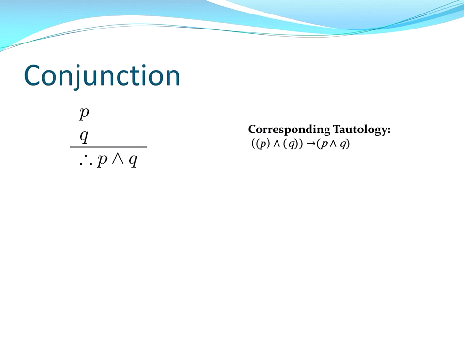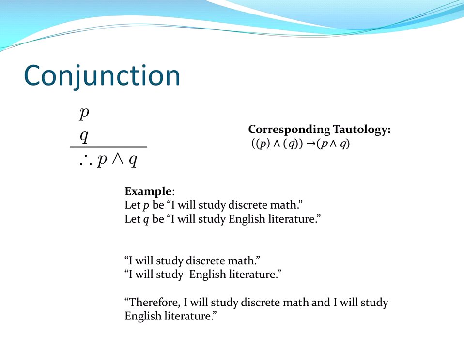Conjunction. This one often gets confused with addition because we are putting two things together in a conjoined fashion. But it is not addition. We're not adding anything to it. We're taking two premises and combining them. So P is true, Q is true, therefore P and Q are true. I will study discrete math, I will study English literature, therefore I will study discrete math and I will study English literature. We can always conjoin two things that are true.